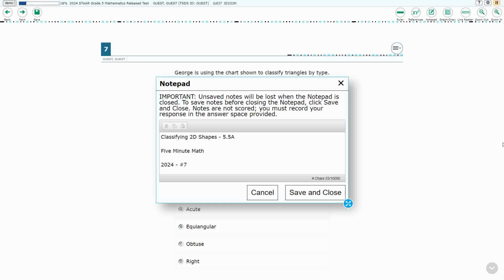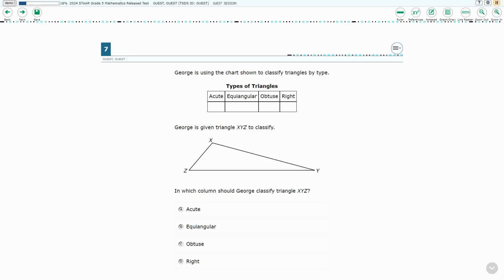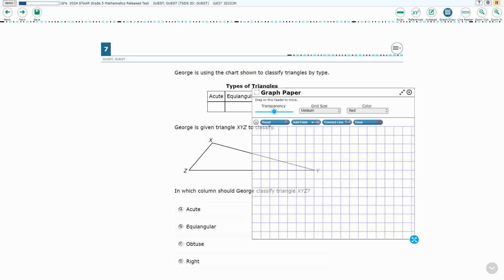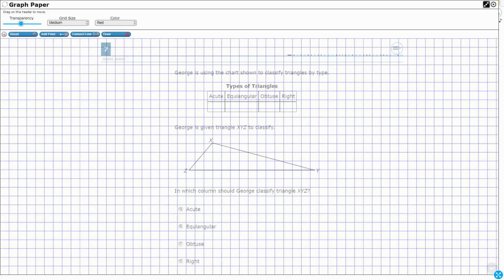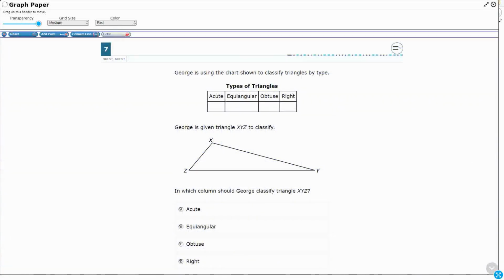Today we are looking at the 5th grade concept of classifying 2D shapes. This is standard 5.5a in the great state of Texas, and we're using item number 7 of the 2024 released STAAR test. If you haven't done so already, please go ahead and take a moment to pause the video, work this problem out on your own, unpause it, and we will look at our answers together.